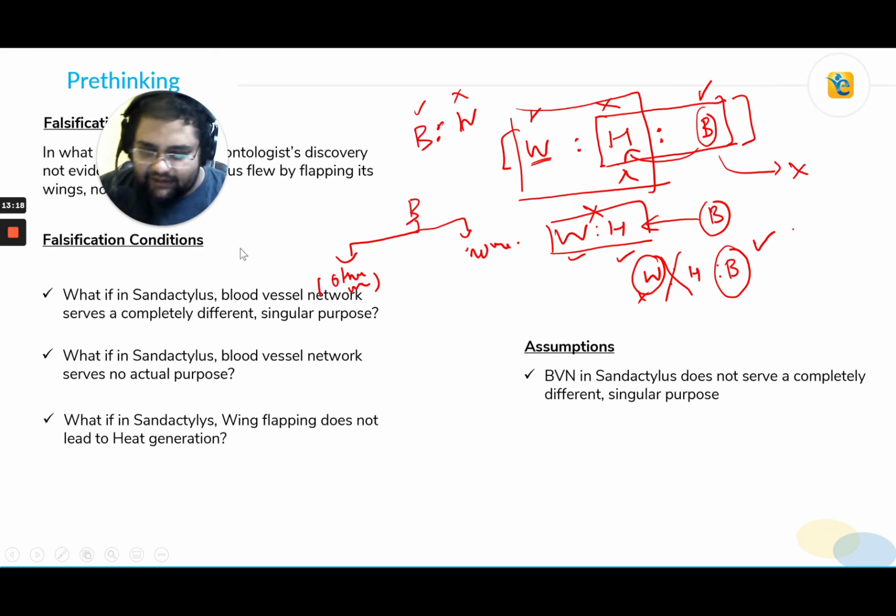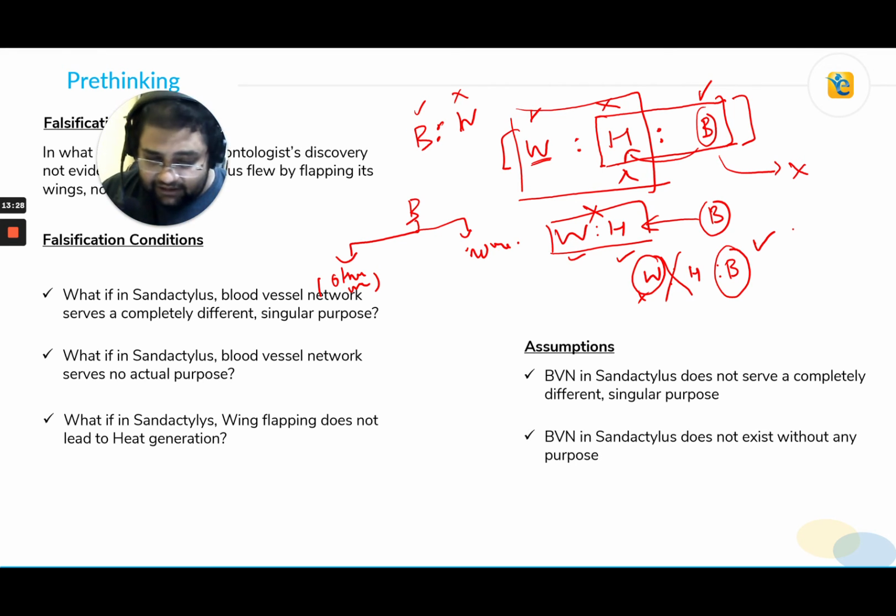So assumption 1 is these blood vessel networks in Sandactylus do not serve some other completely different and singular purpose. That's not true. They exist for heat generation. Another assumption is these blood vessel networks that you observed in Sandactylus do not exist without any purpose. They have to have some use at the very least. Why does it work? Because if you negate it, that means that blood vessel networks are existing in Sandactylus without any purpose. Then again, you cannot assume that it is doing any kind of heat dissipation. The chain gets broken, and again your conclusion breaks down.